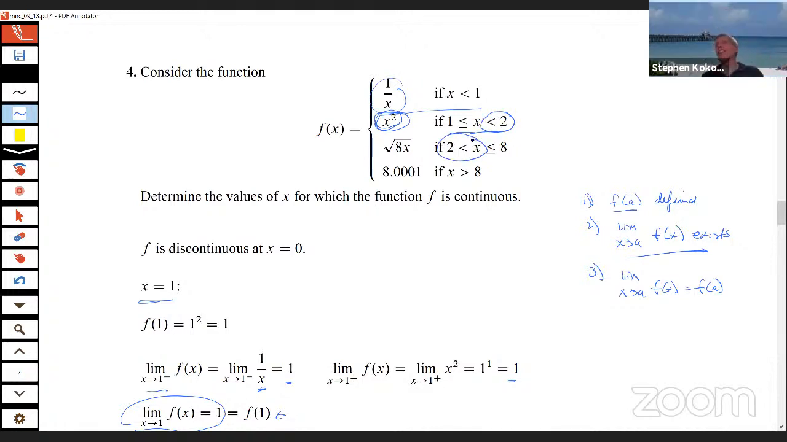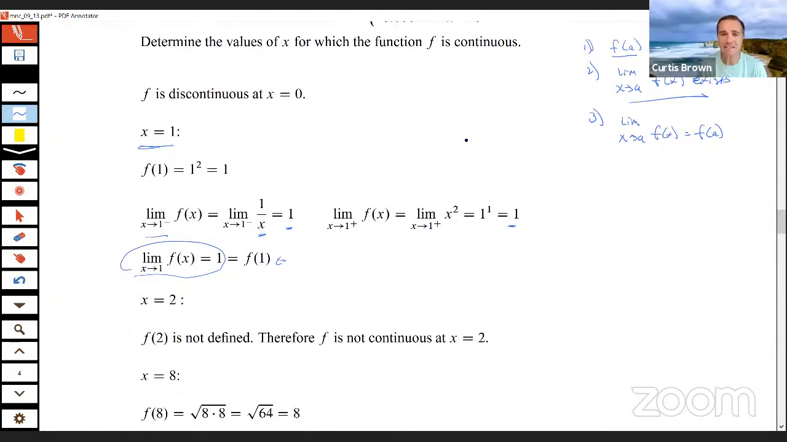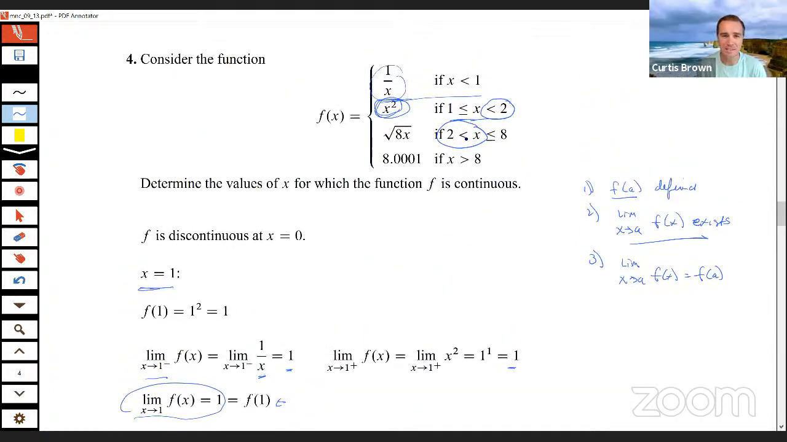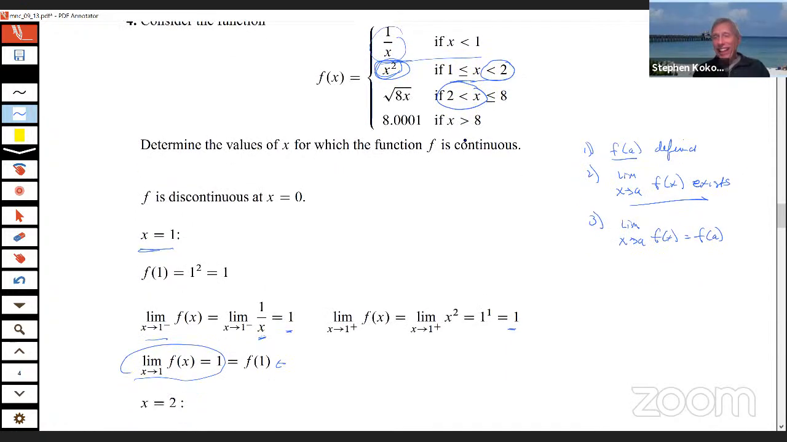This function f is not defined at x equal 2. So it's not defined there. So darn it, it can't be continuous there. Boy, that is really sneaky, isn't it? This is clever too. I like this one.